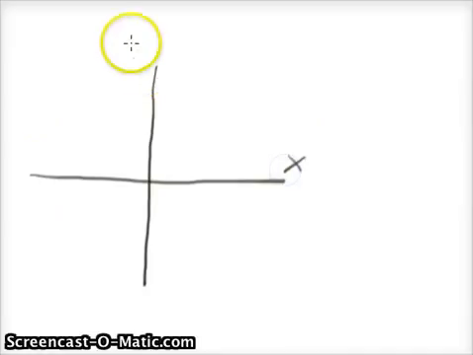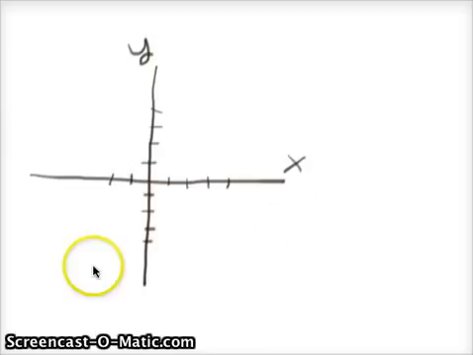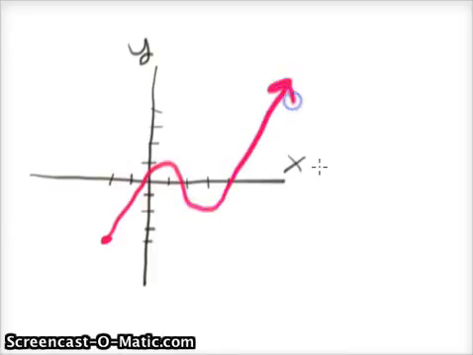Okay, here we go. All right, so here's an XY graph. Okay, let's draw a function here. Let's draw a nice little function. So let's say I've got a point here. I'm going to go up here. I'm going to go down here and here. Okay. Now let's identify some points.